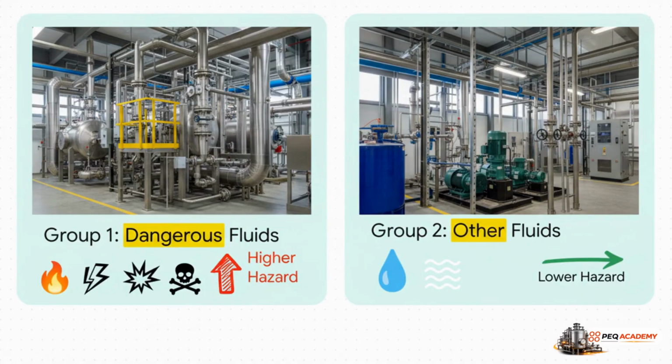Now, when it comes to the PED, the fluid inside is a huge deal. They basically sort everything into 2 simple buckets. Group 1 is all the dangerous stuff. Things that can go boom, catch fire, or are just plain toxic. Group 2 is, well, pretty much everything else. Water, steam, nitrogen, the usual suspects. And here's the key. The second you see a Group 1 fluid, you know the hazard level just shot way up.